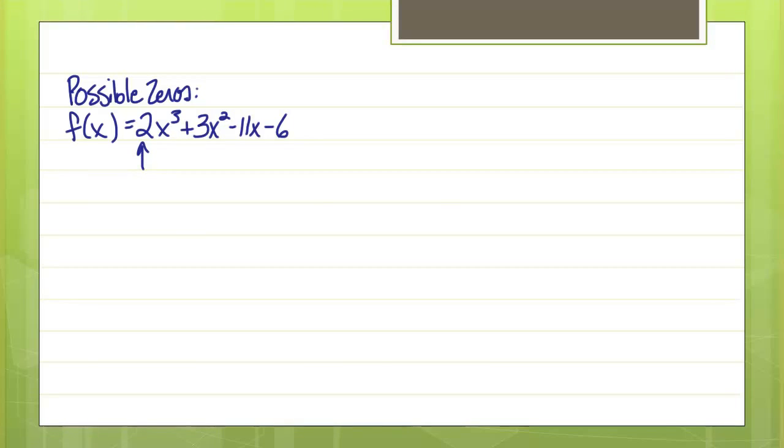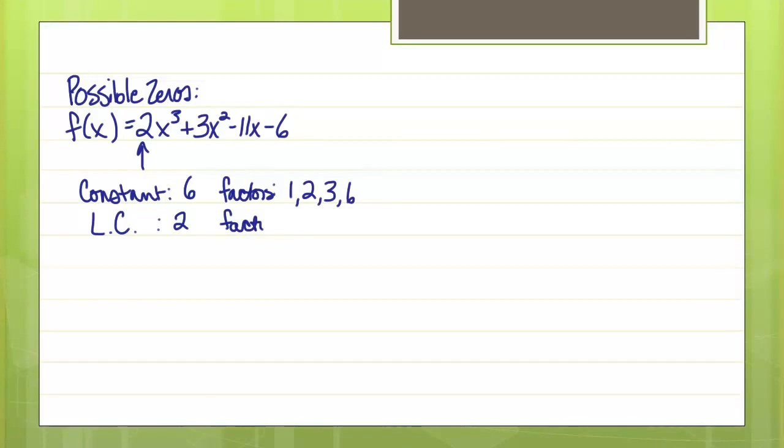So if we go through the factors of our constant, our constant is 6. So the factors are 1, 2, 3, and 6. So we're going to have to check all those. But this time our leading coefficient isn't 1, it's 2. So the factors of 2 are 1 and 2. So we're going to have to check all of the top numbers over all of the bottom numbers.